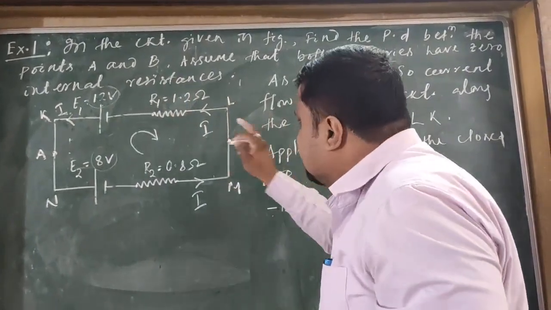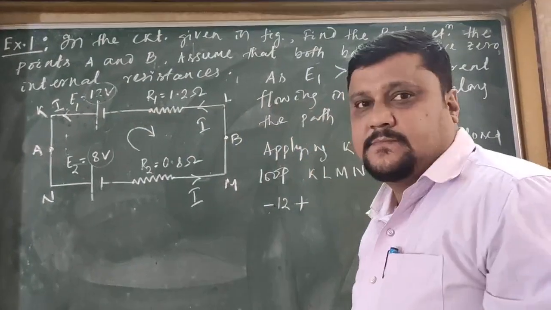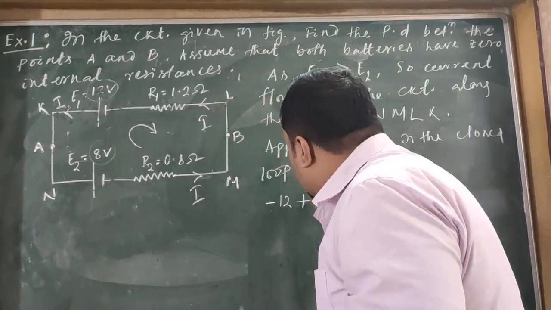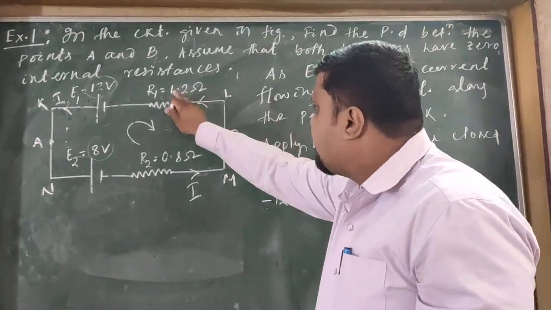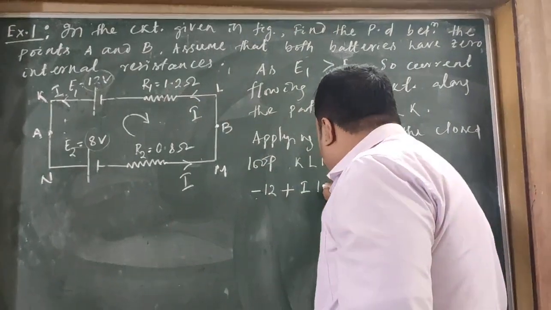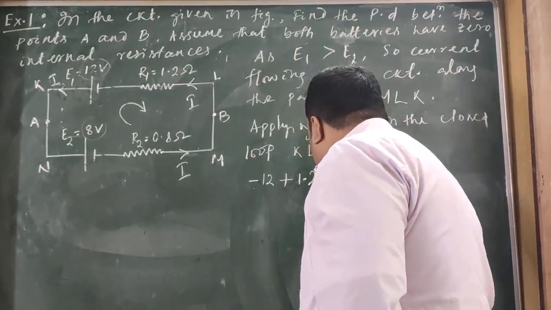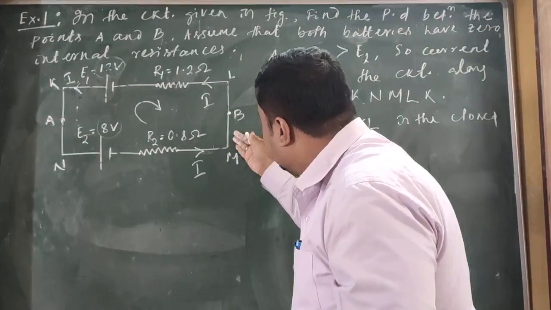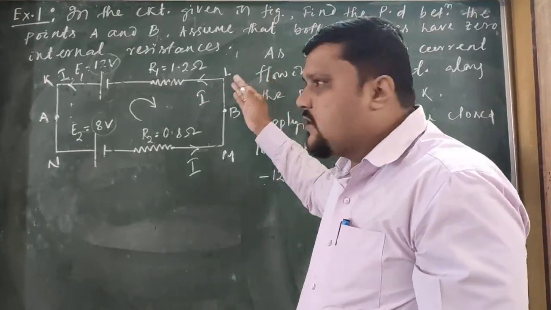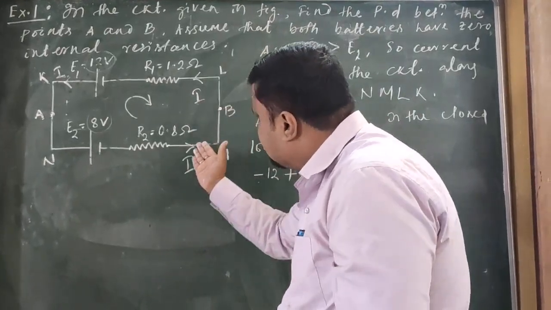So along this opposite direction, this is plus. Opposite direction means plus I. You don't know the value of I. So I R1 is what? 1.2. So let me write 1.2 I. Then it comes along this path. There is no resistance in this arc, so no need to have a potential drop. This is a conducting wire. There is no resistance. You will consider it like that.